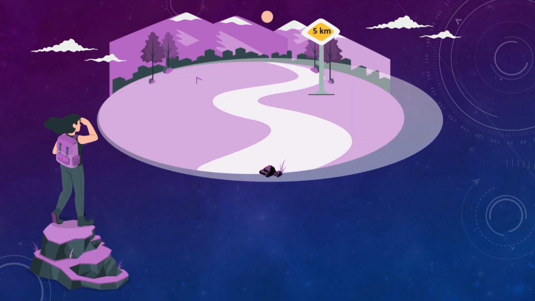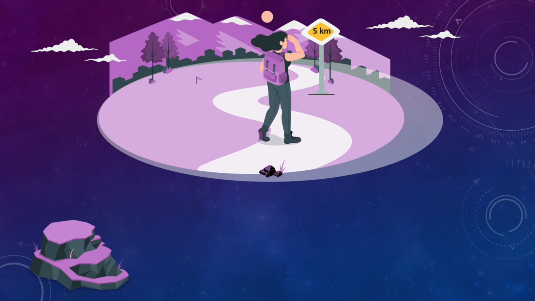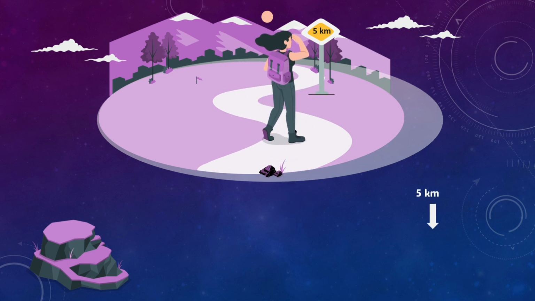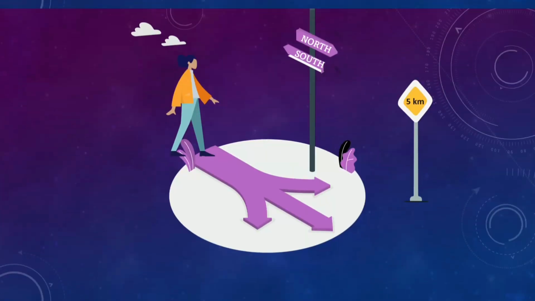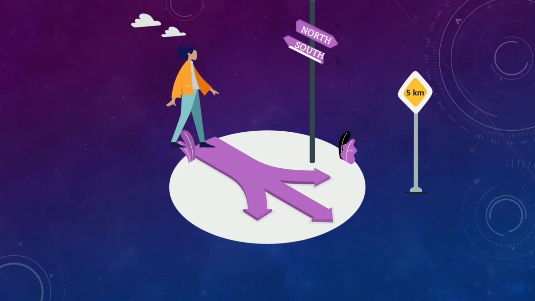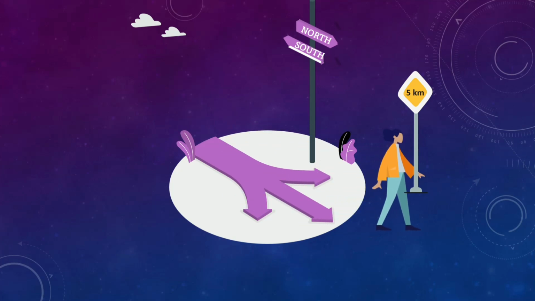To clarify the concepts, think of it this way. If I tell you, I walked 5 kilometers, that's a scalar because I have not mentioned the direction. But if I say that I walked 5 kilometers to the north, then I am giving you a direction, so that's a vector.